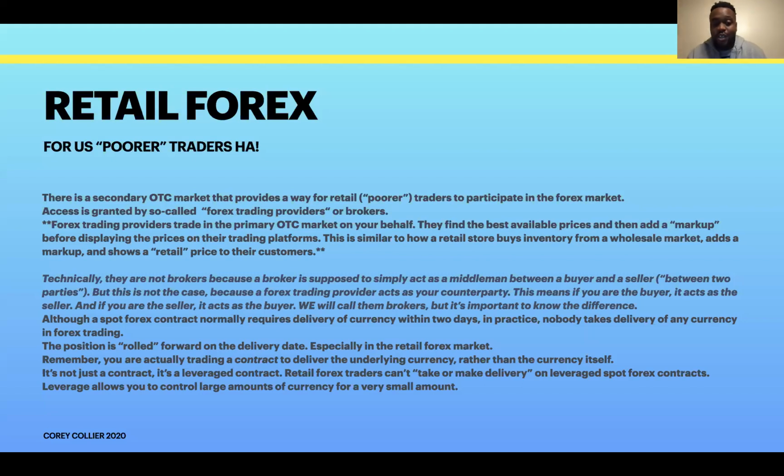Although a spot Forex contract normally requires delivery of currency within days, in practice, nobody actually takes physical delivery of any currency. The position is actually rolled forward to the delivery date, especially in the retail Forex market. Remember, you are actually trading a contract to deliver the underlying currency rather than the currency itself. It's not just a contract, it's a leverage contract. So retail Forex traders can't take or make delivery on leverage spot contracts. The leverage is what allows us to control large amounts of currency for a very small amount. And we'll cover leverage, margin, and lot size later down the road.